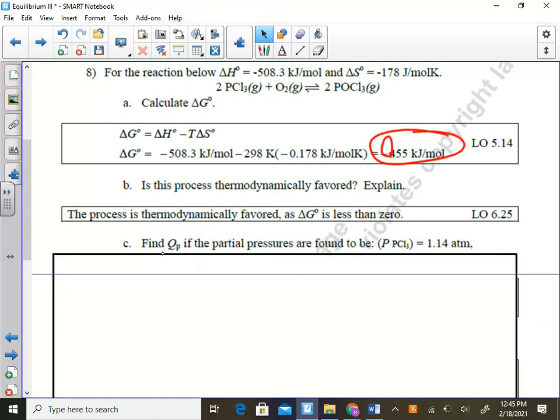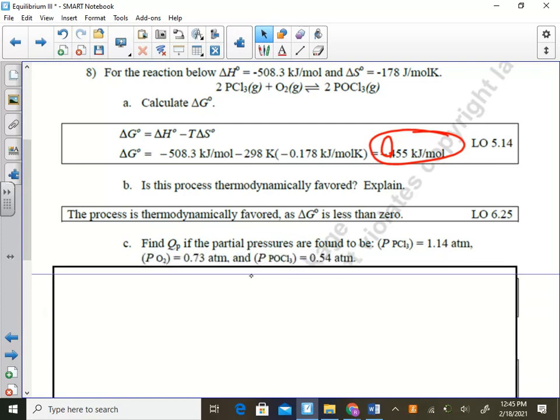Okay, now we have to find Qp. If we're finding Q, that means we're not quite sure if we're at equilibrium or not. We find Q if the partial pressures are found to be: the pressure of PCl3 is 1.14, the oxygen is 0.73 atmospheres, and POCl3 is 0.54 atmospheres. And so how do we find Q if we're given all these pressures?